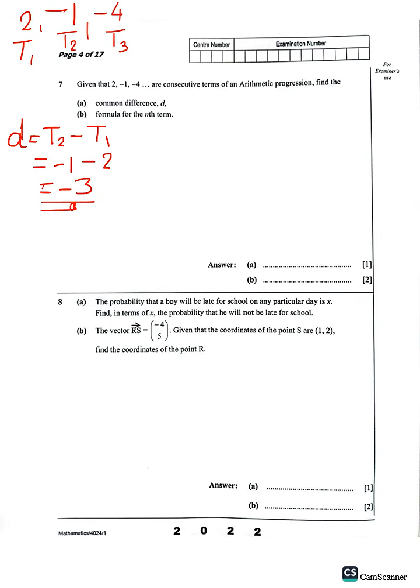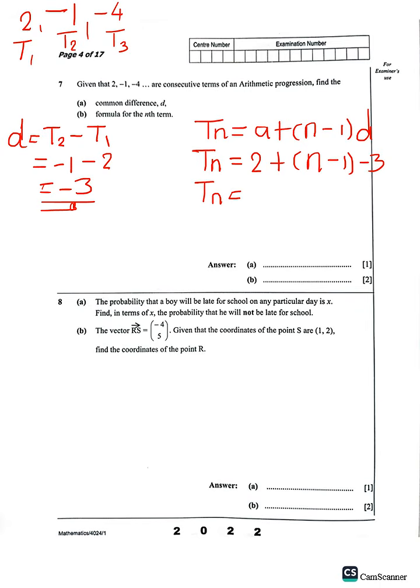Then let's look at the formula for the nth term. You need to apply the formula. So Tn is equal to a, the first number, plus n minus 1 multiplied by the common difference. So under the formula for the nth term, you don't substitute where there is n. We are not given the number of terms here. So it's Tn is equal to a, our first number in our sequence, 2, plus n minus 1 multiplied by -3.